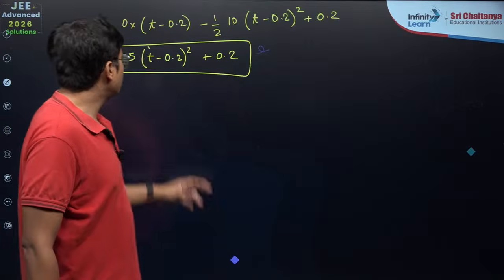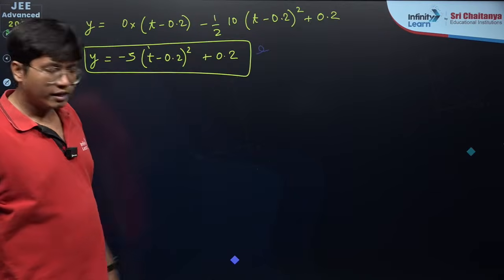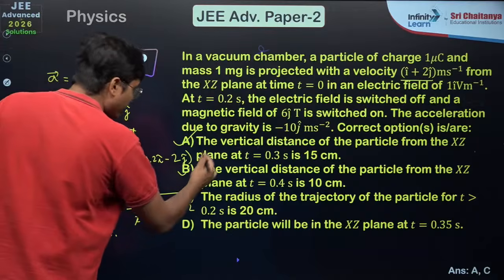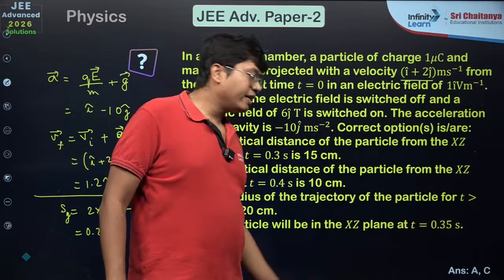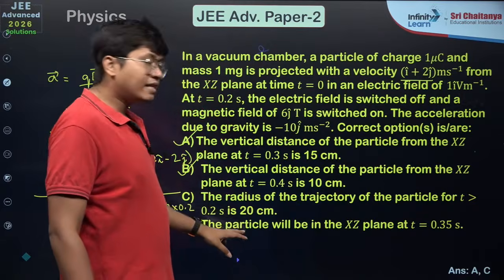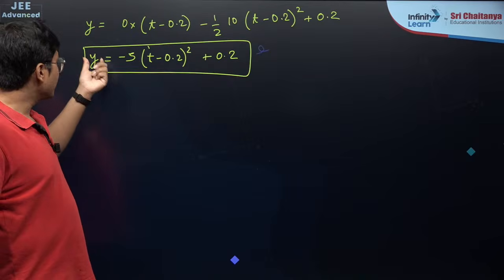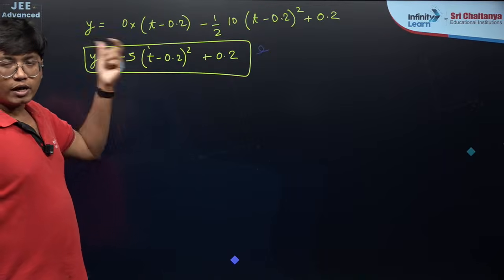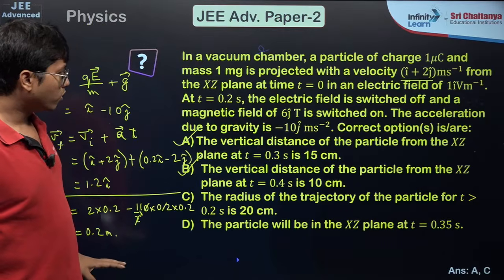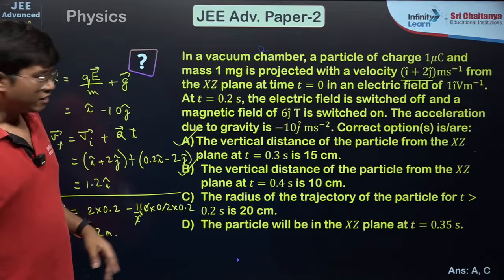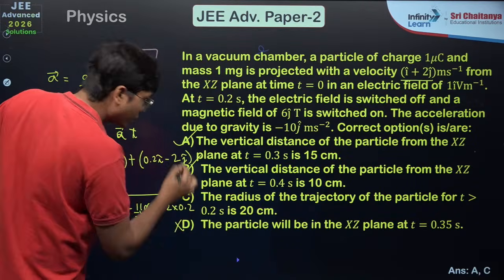If you put 0.4 seconds, so 0.4 minus 0.2 is 0.2 whole square. If you plug it in, you will arrive at 20 centimeter. Option B is also correct. For option D, the particle will be in XZ plane at t equal to 0.35 second. XZ plane means its y coordinate should be 0. If you put y is equal to 0 and solve for t, your answer would come, I believe, 0.4 seconds or something. 0.4 or 0.8, something like that. You can test it out, but this is basically, I believe, incorrect.